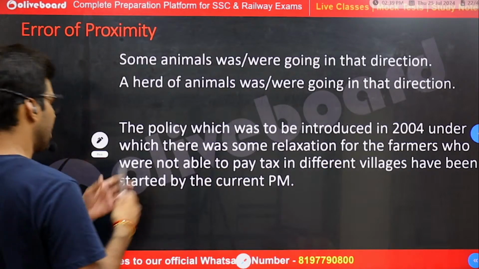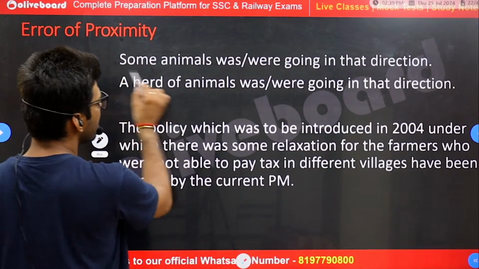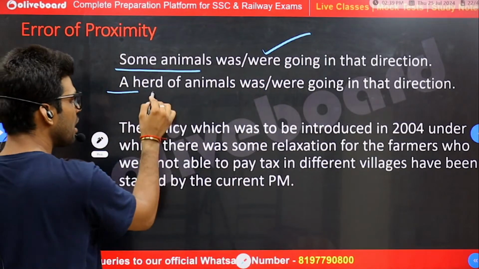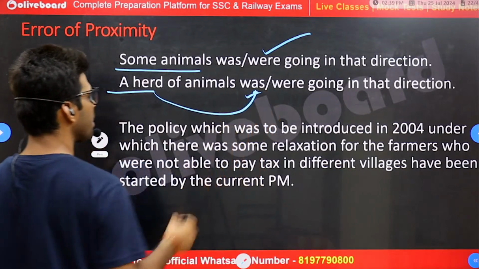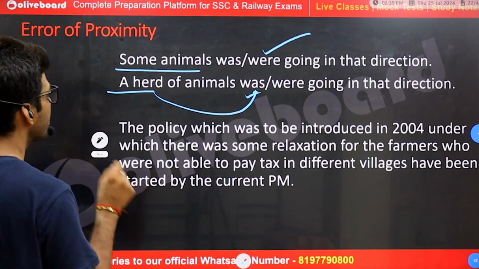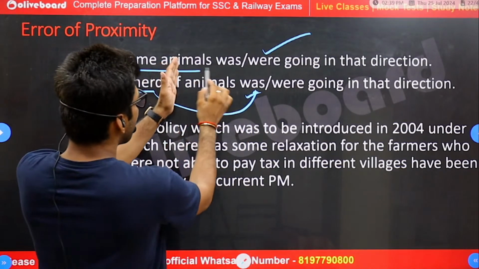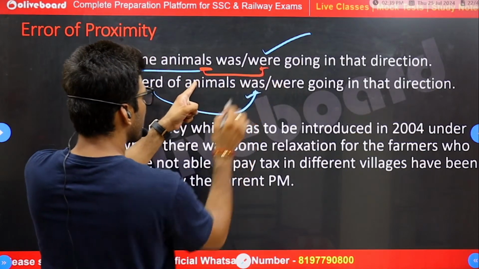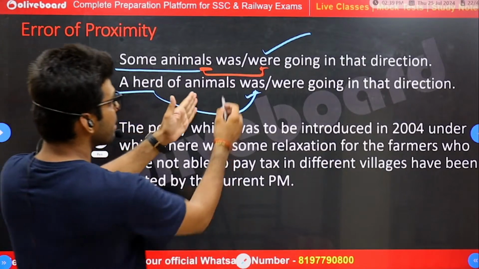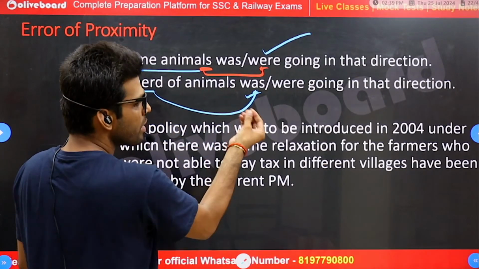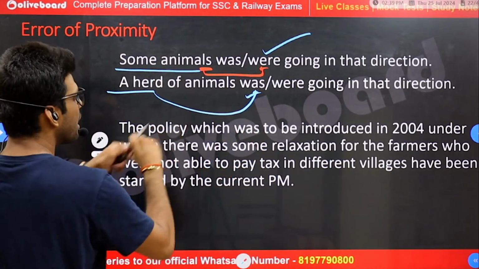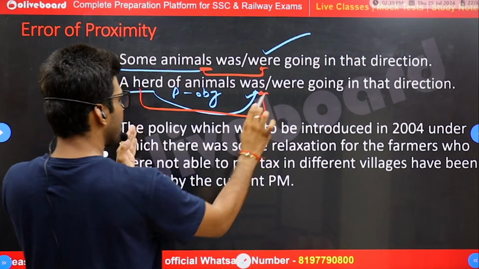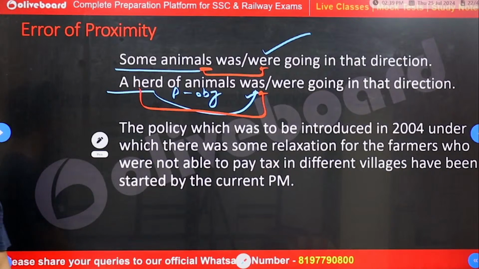Moving ahead. Simple examples to go ahead with. Some animals, I know quite easy, were going there, but a herd of animals was going there. Can say a collective noun as well. I'll call this proximity. In the first sentence, animals was the actual subject, which is a plural word for which we'll be putting a plural verb. But in the second sentence, animals is quite close to the verb, closest to the verb, but that's not the subject. Say it's the object of the preposition. The only subject here is herd, for which there has to be a singular verb for a singular subject.